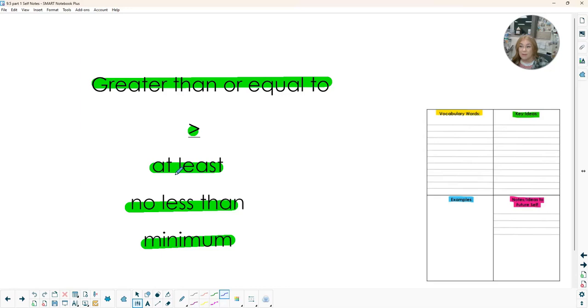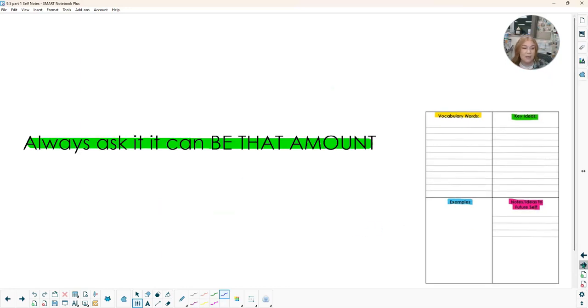So we've got to really think about these words as we're using our less than or greater than or equal to signs. So when we've got that equal, we've got to think about doing the opposite. I hear least, but that actually means that's the lowest. It's got to be bigger. And then as you're writing these, you always want to ask if it can be that amount. Can it equal that number? Is that a solution that could make it true? Could they be equal, or is it just less than or greater than?